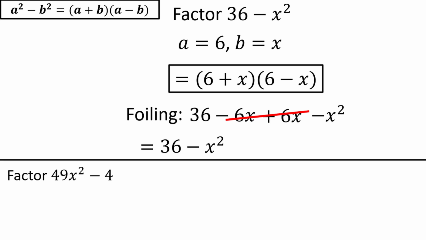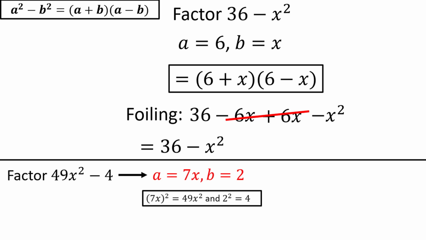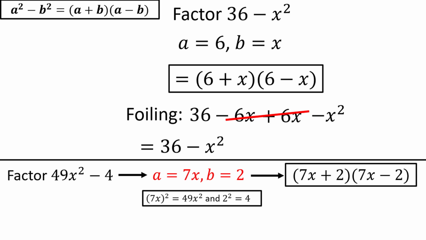What about 49x squared minus 4? Our a term is 7x, and our b term is 2, as 7x all in parentheses squared is equal to 49x squared, and 2 squared is equal to 4. Therefore, our final factored form is (7x + 2)(7x − 2), which you could go ahead and FOIL out to check your work if you wanted to.